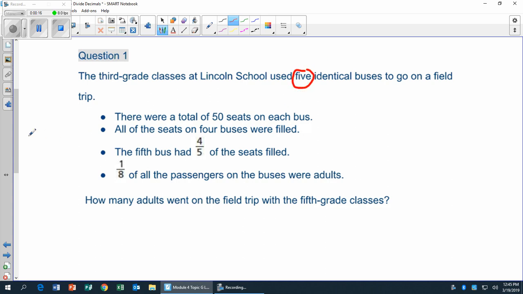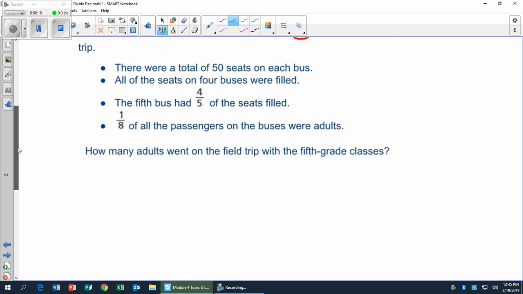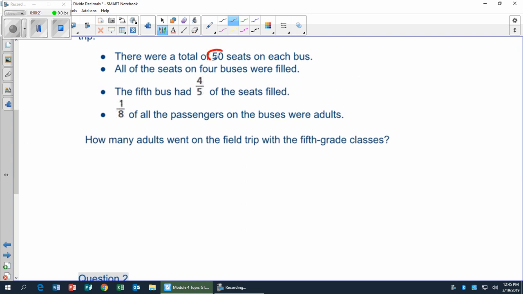So we know there's going to be 5 buses. There are a total of 50 seats on each bus. So we're going to write down that there were 5 buses, and there's 50 seats on each bus. Then it says all of the seats on the 4 buses were filled. So we know that bus 1 has 50, bus 2 has 50, bus 3 has 50, and bus 4 has 50.